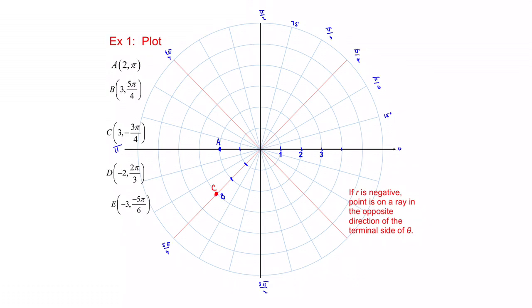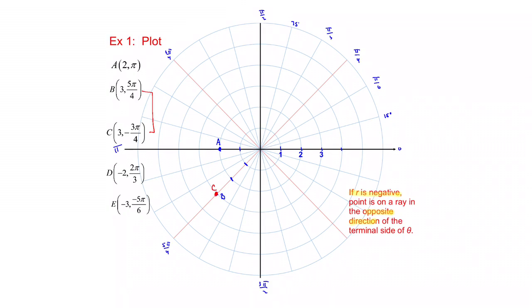You can name points using different angles, which we see right here, but yet they're still the same location. Point D has a negative r value. So we haven't talked about the negative r value just yet, but let's take a look down here. It says if r is negative, the point is on a ray in the opposite direction of that side. So instead of plotting the point in the positive direction, we go in the negative direction, or the opposite direction is what I should say, the opposite direction of that.